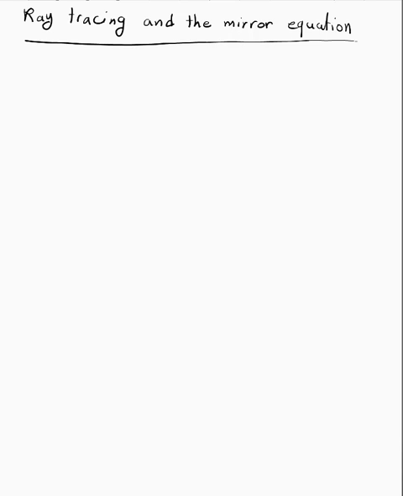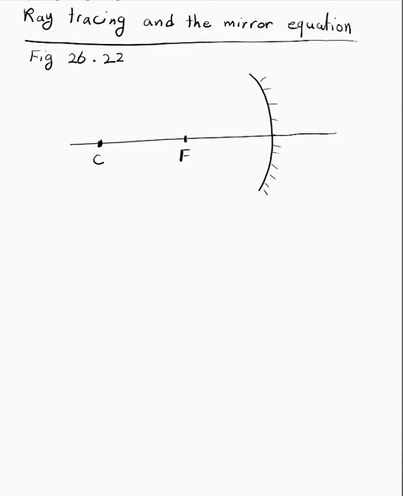Now I want you to look at figure 26.22 in your book. The simplest way is to use 3 rays with simple behavior that are used most often in ray tracing with spherical mirrors. Now I'm going to tell you about these 3 rays more. So let's consider again a concave mirror, and I have drawn the principal axis for you. Let's consider that this is the center of curvature, and then I know that the focal point is halfway through. Okay, so the first ray that I'm going to use is called the parallel ray.